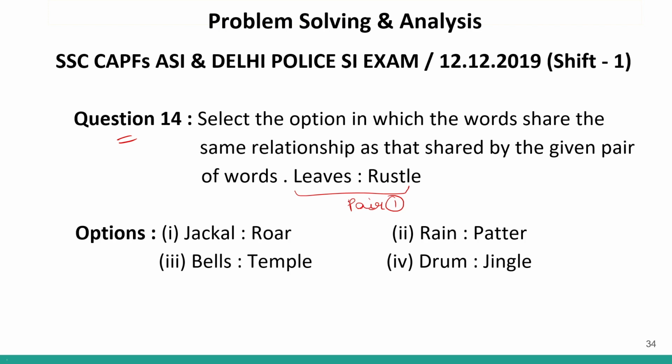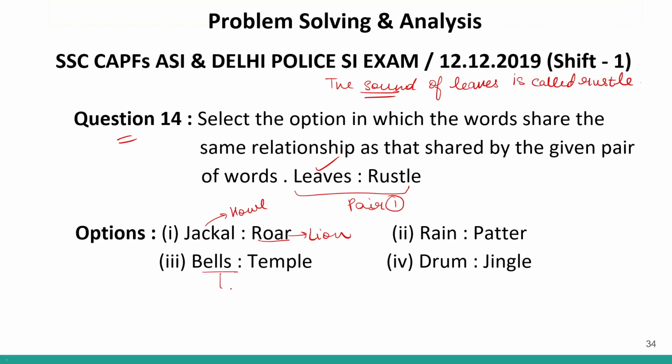So I can see that the sound of leaves is called rustle. This is the relationship that we have to find: the sound of the first element. The sound of leaf is called rustle. Now the sound of jackal is called what? Is it roar? No, it is howling. A jackal howls. Similarly, roar is for a lion.